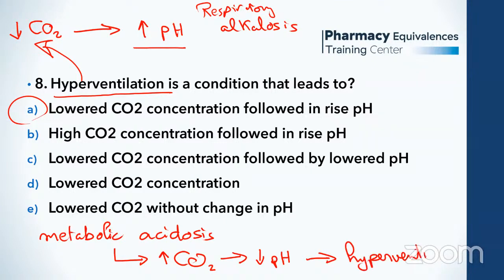Hyperventilation. Okay, so this hyperventilation here is a secondary effect, not a primary effect. So hyperventilation, if it is primary, will lead to respiratory alkalosis. And if it is secondary, it is due to metabolic acidosis. Did you get this point?